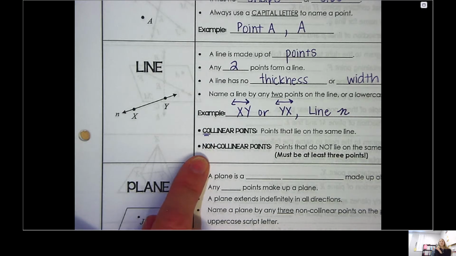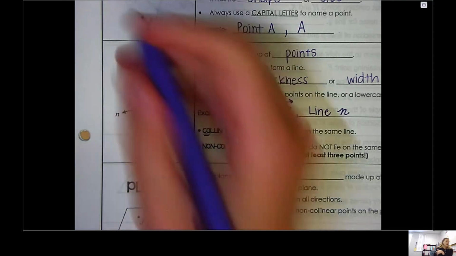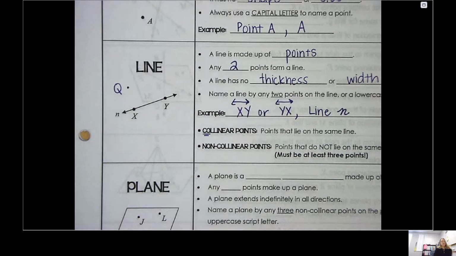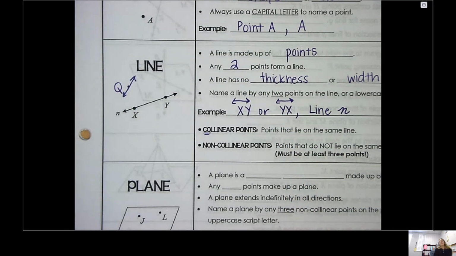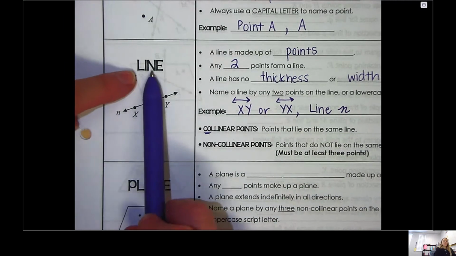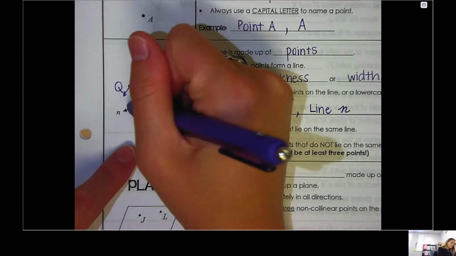Non-collinear points would be points that are not on the same line. So for example, if I had XY over here and I had point Q over here and a line that goes like this, are those on the same line? Nope, so those would be non-collinear. So if they're on the same line, collinear, not on the same line, non-collinear. Pretty easy, right? Okay. Now, the other part about a line that's important is there are 2 arrows on the end. What do these 2 arrows mean?